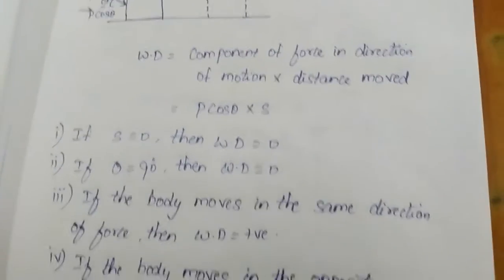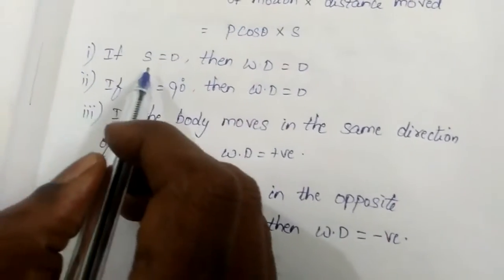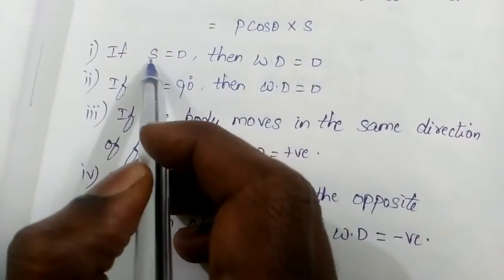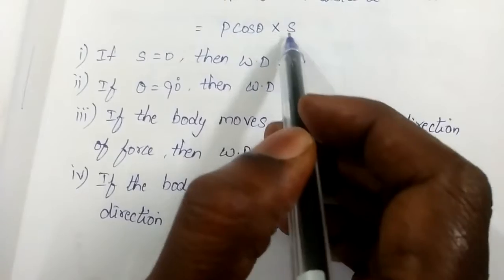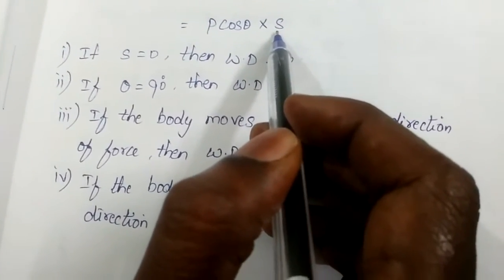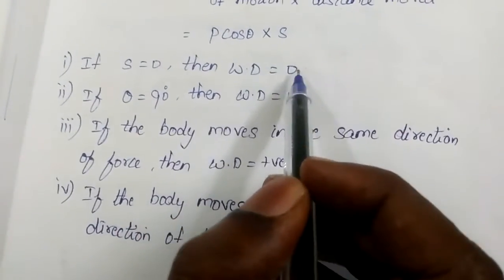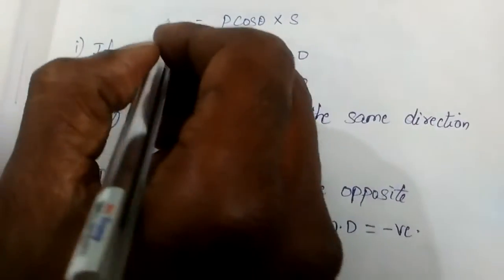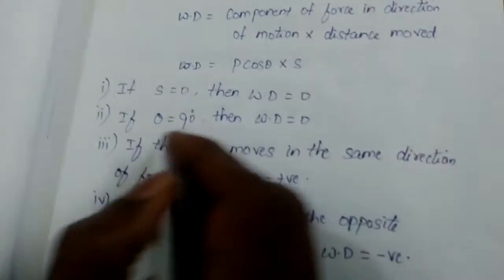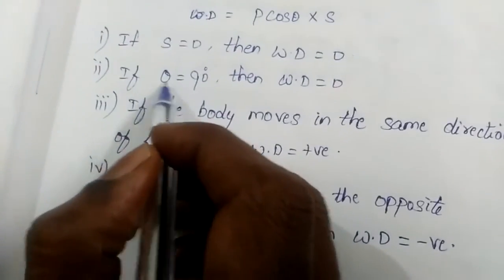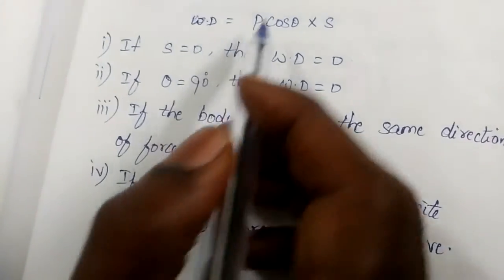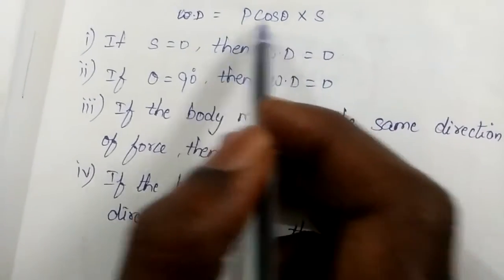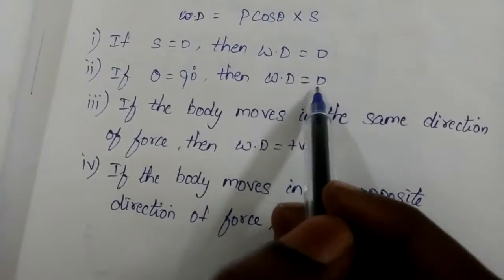So there are four conditions in which this work done can be applied. In this equation, if s equal to 0, that is when the distance is equal to 0, then work done will also be 0. When you put s equal to 0, work done will be 0. Take the second condition, if theta equal to 90 degrees. If you put theta equal to 90 degrees, cos 90 equal to 0, so the work done will also become 0.